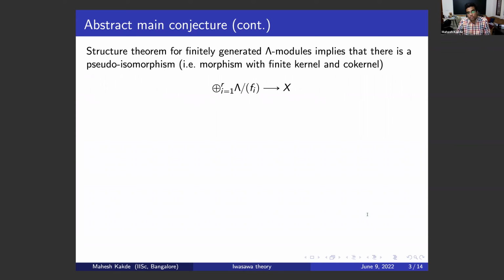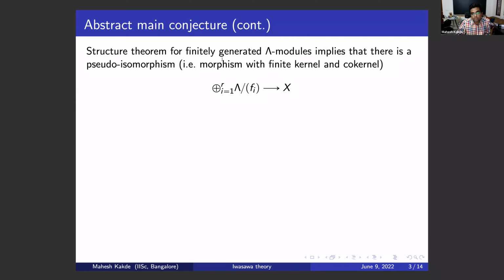So most classically, how does one attach an invariant to X? You use what is called the structure theorem for finitely generated Lambda modules. This is simply a generalization of the structure theorem that one learns for PIDs. So for X, there will be a map from these cyclic modules Lambda mod F_i into X, which is a pseudo-isomorphism, meaning that the kernel and cokernel are finite. And because X is torsion, these F_i will be non-zero in this particular case.